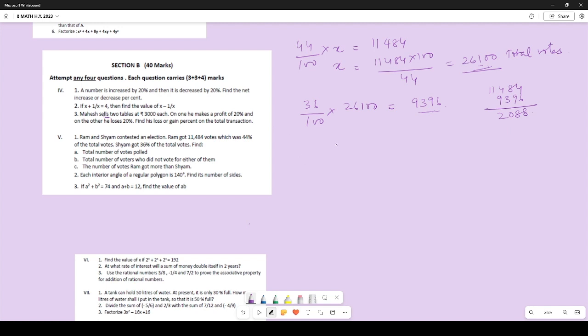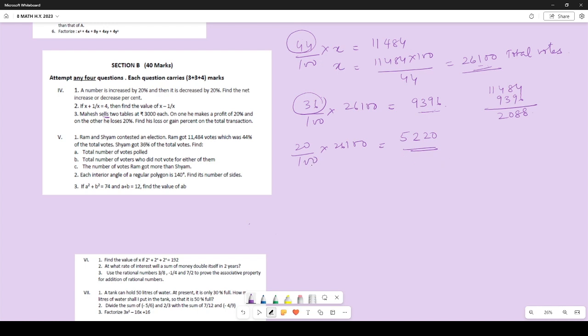Now what you are also supposed to find out is the total number of voters who did not vote for either one of them. Now what does this mean? It means that Ram got 44% votes, Shyam got 36% votes. So together they got 80% votes. So 20% people did not vote for either one of them. So you find what is 20% of 26100, and when you calculate it, you find that it comes up to 5220. So the B part is, 5220 voters did not vote for either one of them.